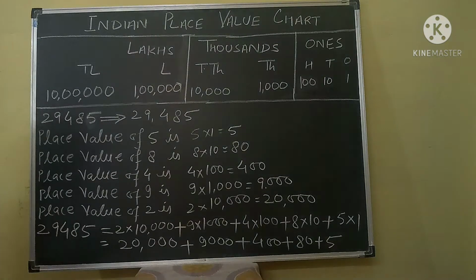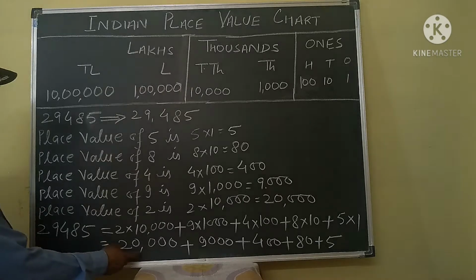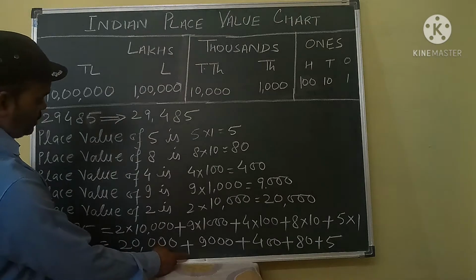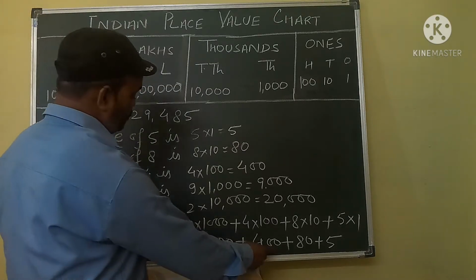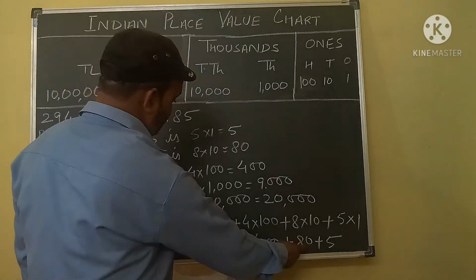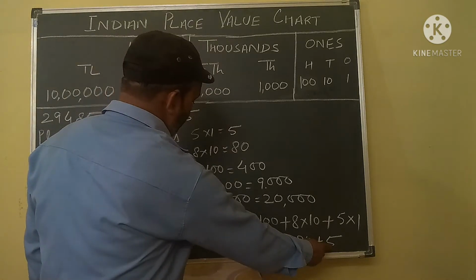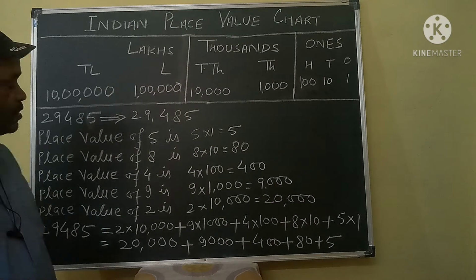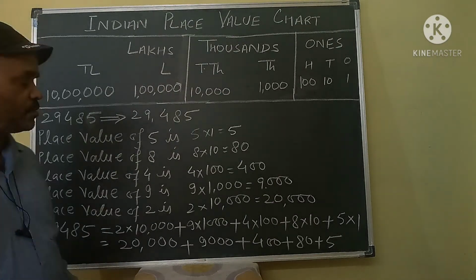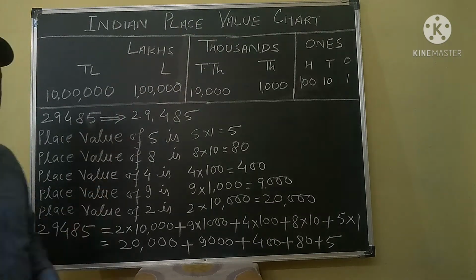So my dear students, the expanded form of 29,485 will be 20,000 plus 9,000 plus 400 plus 80 plus 5. This is the expanded form of 29,485.